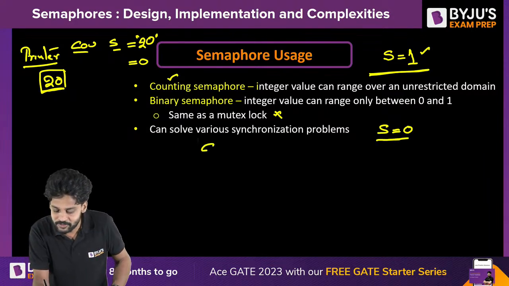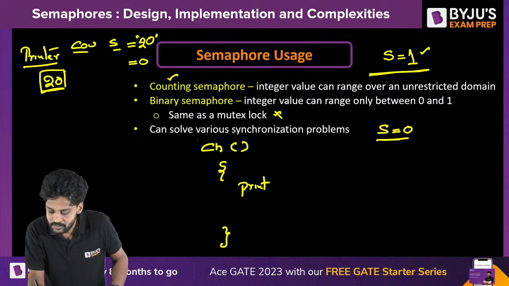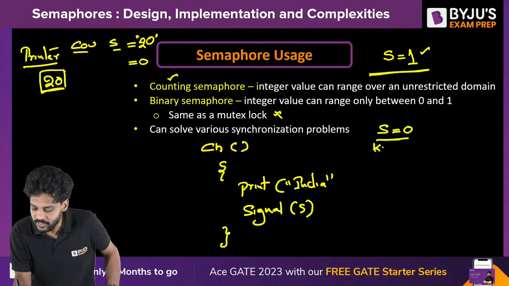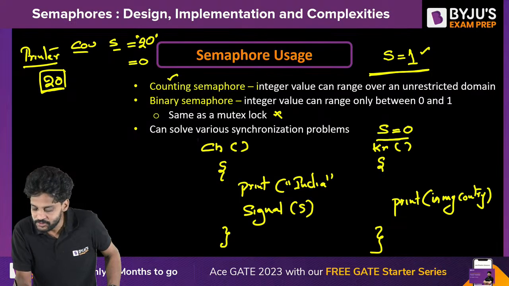So, in this CH process, right after it executes a print, what we call India, it will release semaphore S, that is, signal S. Then within the KR process, before it prints "is my country," he needs to perform a wait operation on S.